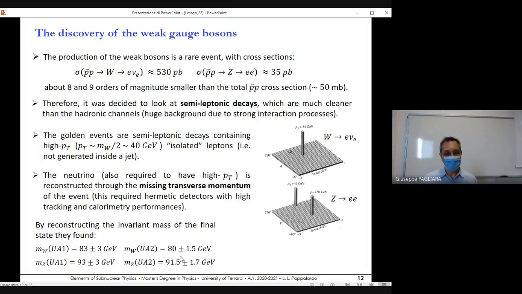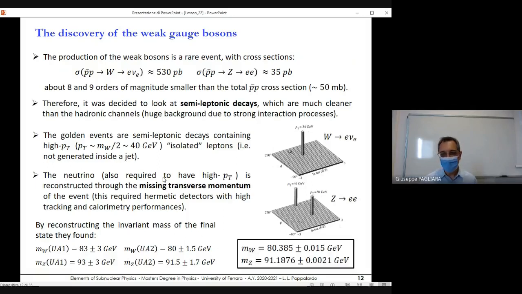So at the end, the two experiments were able to reconstruct the invariant mass in the final state in this way, and they found these values for the mass of the Z and the W. So these are the two experiments, E1 and E2. At the time, with a rather large uncertainty, of course, they only observed a handful of events, 5, 6 events, and they claim the discovery. These are now today's values, which are of course consistent with those already measured by Rubbia and friends, but with much larger precision, of course.